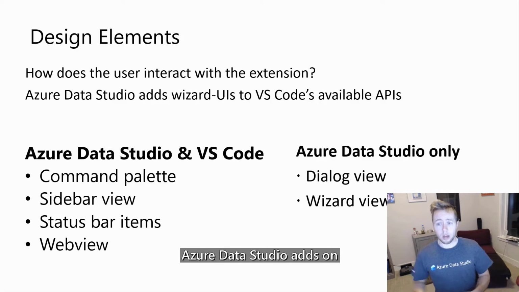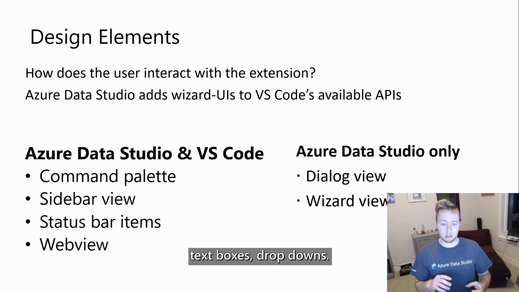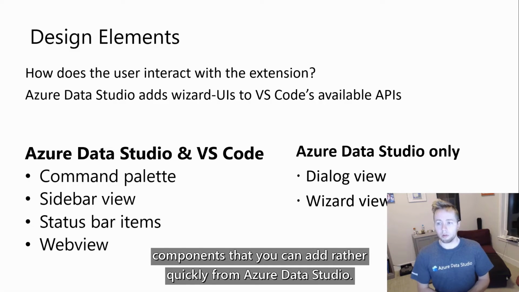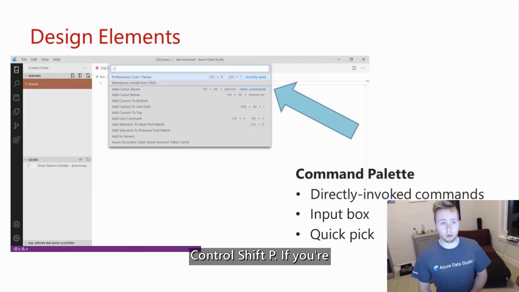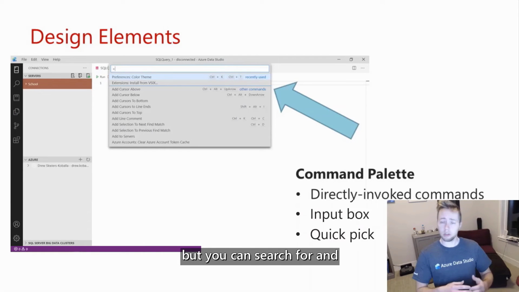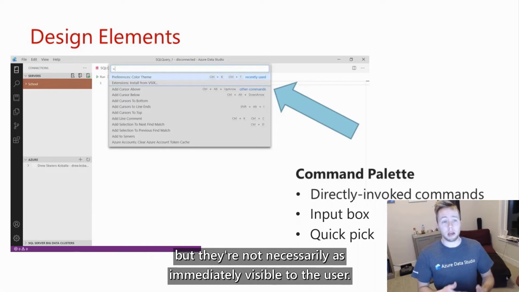Azure Data Studio adds on the dialog view and the wizard view, so buttons, text boxes, drop downs, all of those items are components that you can add rather quickly from Azure Data Studio. So the command palette that you get to from Control-Shift-P, if you're familiar with Azure Data Studio, you've seen it a lot, but you can search for and quickly access through the keyboard many items here, but they're not necessarily as immediately visible to the user.